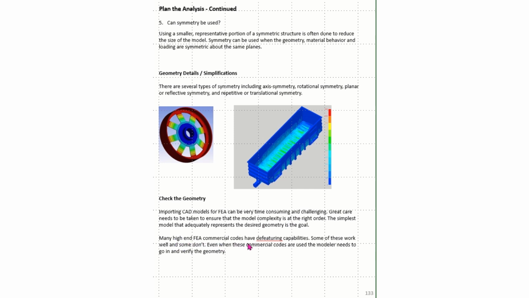Many high-end FEA commercial codes have what they call defeaturing capabilities. Some of these work well and some don't. Even when these commercial codes are used, the modeler needs to go in and verify the geometry. Defeaturing is the process of removing some of the unneeded characteristics in the model, filling in gaps, filling in holes, or removing certain parts and components that don't make a difference in the result. Defeaturing can be thought of as simplifying the geometry.